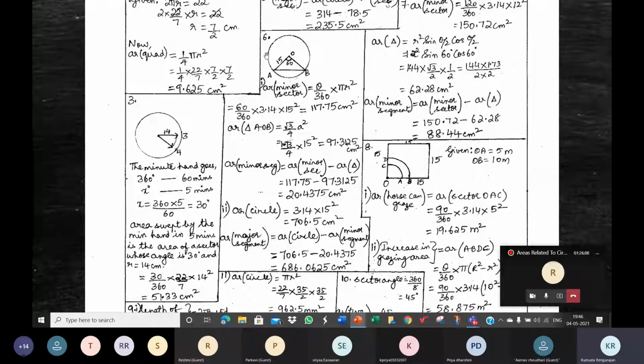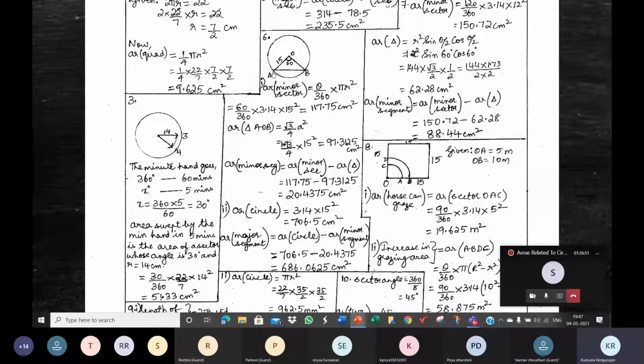Now see here, children. The major segment is made up of what? What are the two figures in the major segment? Tell me. What are the two figures in the major segment? Don't know, ma'am. Okay, I'll repeat my question.